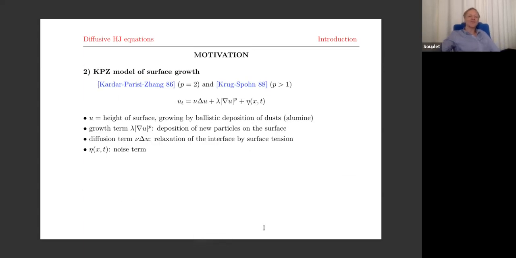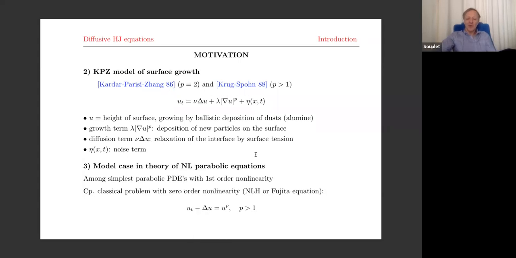Okay, so of course there are other motivations. Maybe the more convincing is what I just described. But there is also a famous KPZ model in surface growth theory, which is connected with this equation. So the gradient to the p stands for the source term, which in that case corresponds to the ballistic deposition of alumina particles on the surface. And diffusion corresponds to the relaxation of the interface, because of course an interface will start to develop when the dust falls on the board. And the surface tension of the interface seems to be modeled by this diffusion term. And in the stochastic version of the PDE, in the original KPZ model, there is also a white noise on the right hand side.